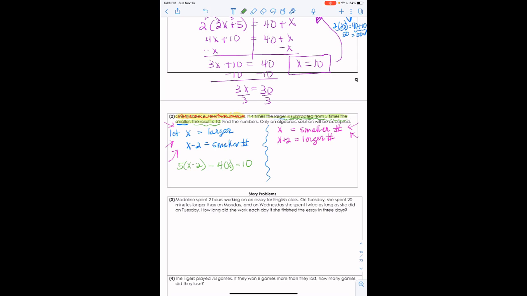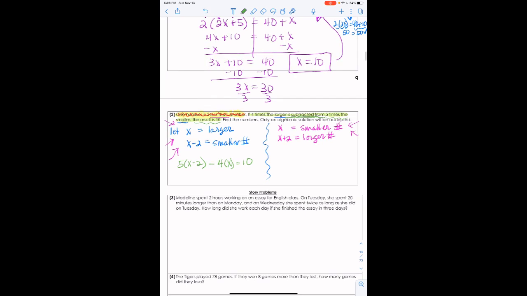All right, I'm going to come over to the other side. If you did the pink legend, you would have said that 4 times the larger, which in this case is the 4 times the x plus 2, is subtracted from 5 times the smaller, which in this case is just x, and the result is 10. Both of these will result in the same outcome, I promise. It doesn't matter which one you choose.